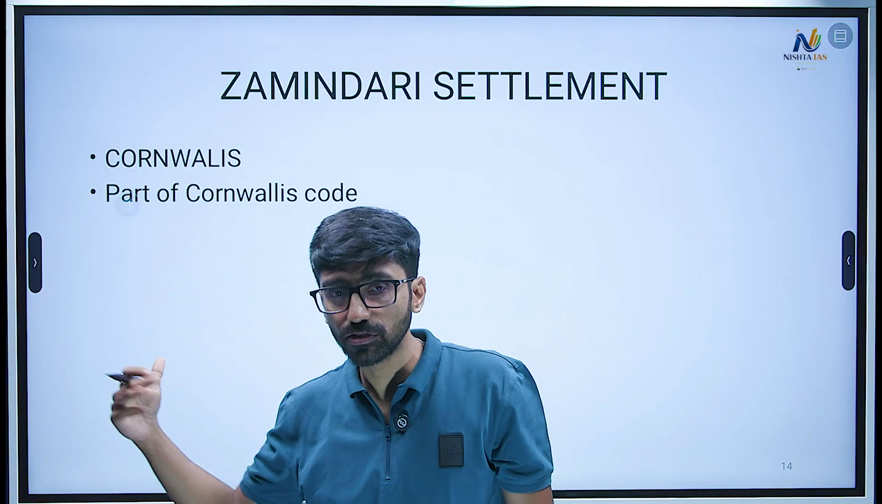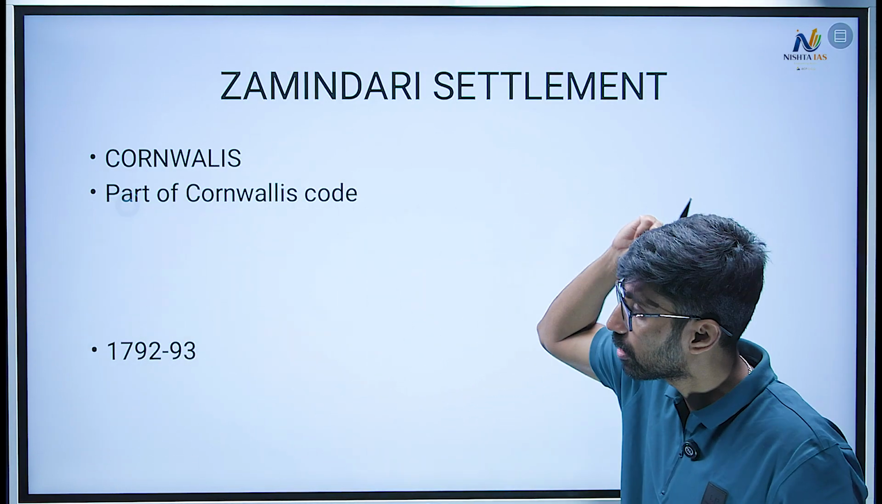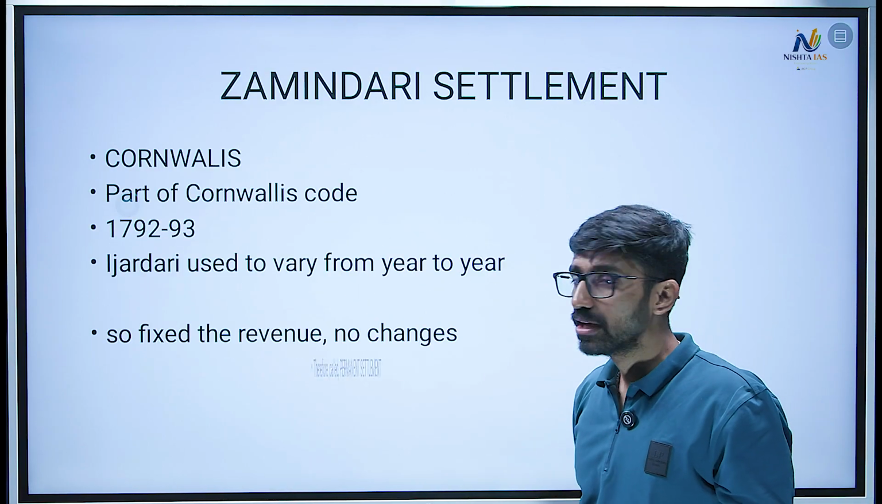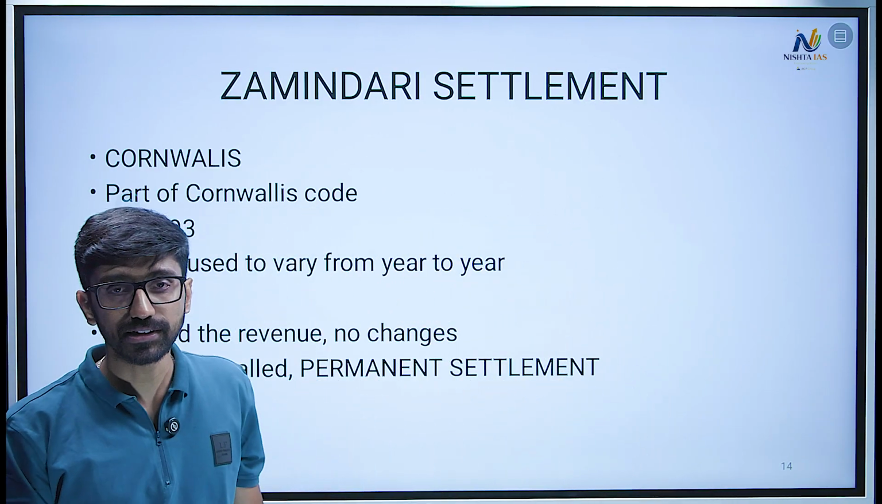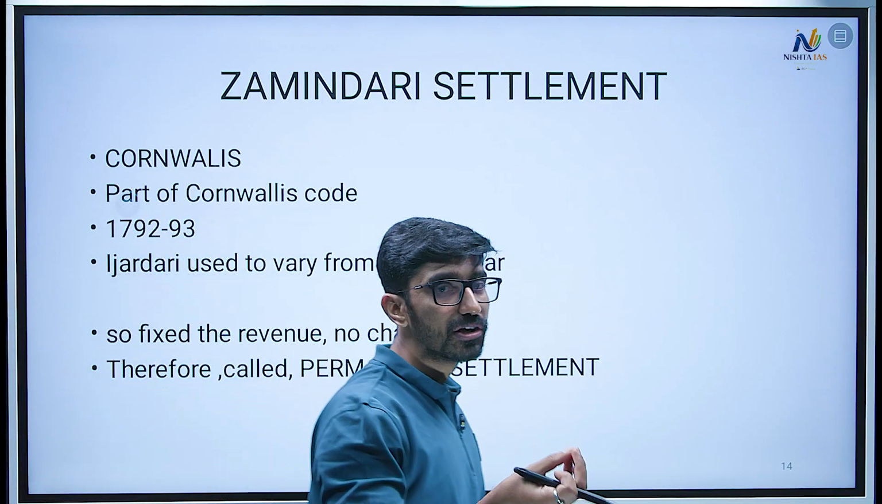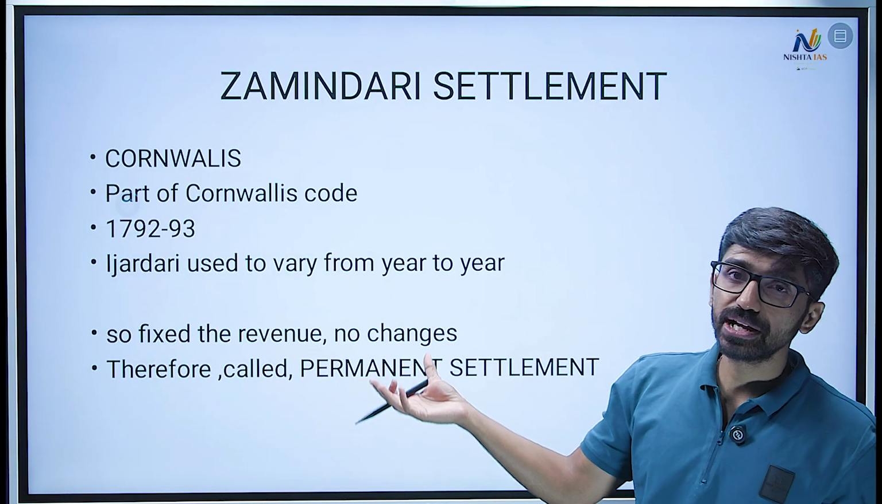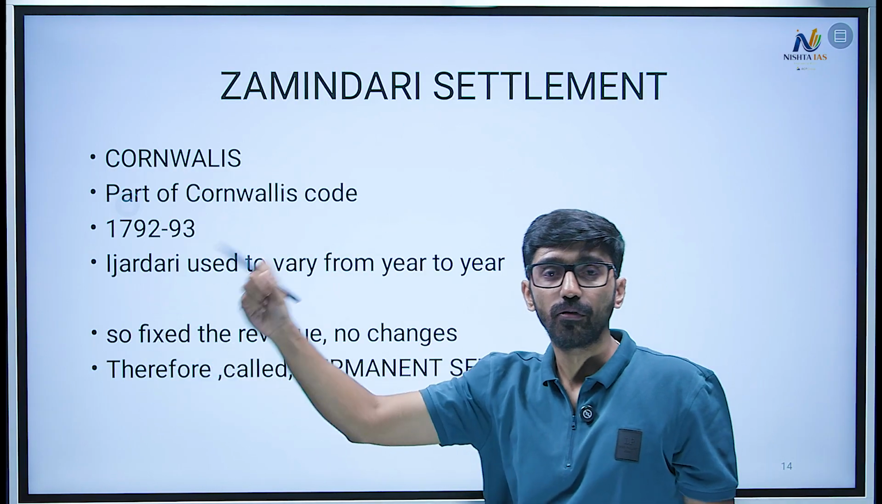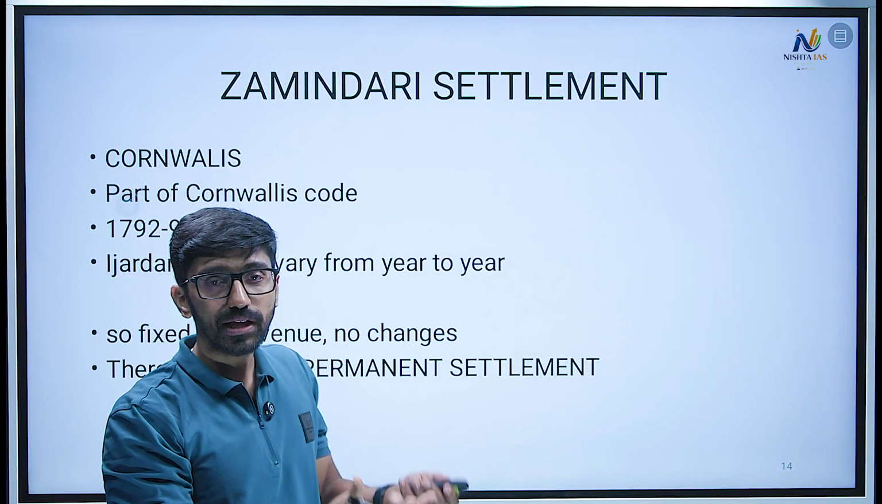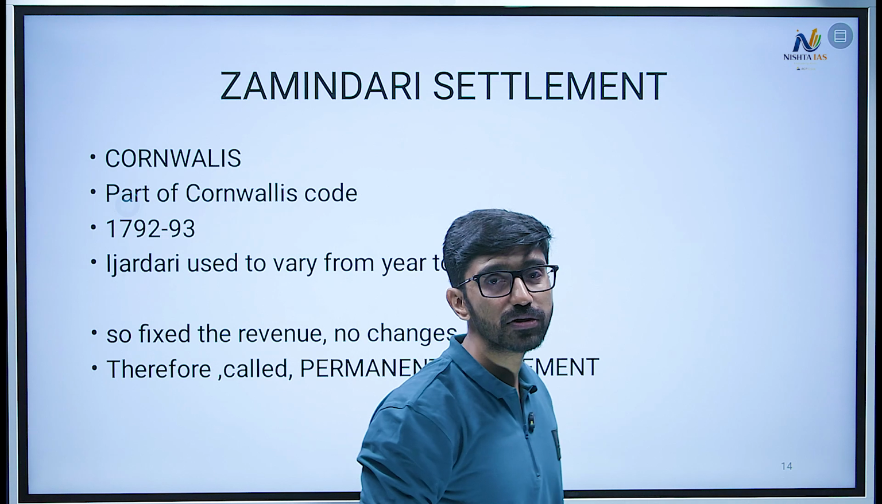It was part of the Cornwallis code that we discussed in one of the questions, 1792-93. Now, in the Ijardari system, because of the bidding process after it became annual in 1777, the revenue proceeds used to vary from year to year because it depended upon the bidding. What if the bidding amount is too high? That cannot be collected from peasants. What if the bidding amount is too low? The East India Company will be worried about the revenue collection.